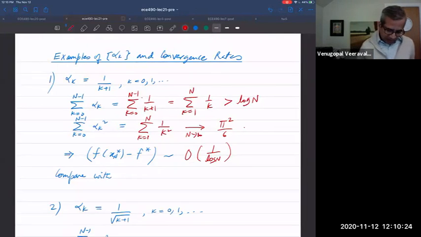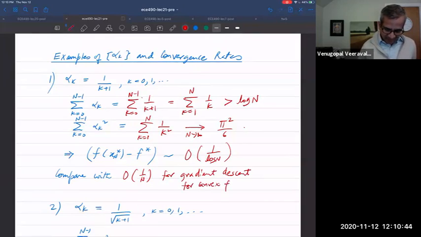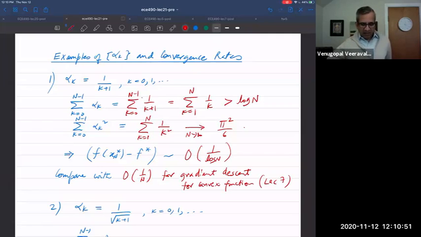So you compare this with order 1 over n convergence for gradient descent. So if gradients exist and you use gradient descent for a convex function, so this is from lecture 7. It's much better than 1 over log n. It's exponentially better, right? So this is very slow. So can we actually improve this 1 over log n somehow?